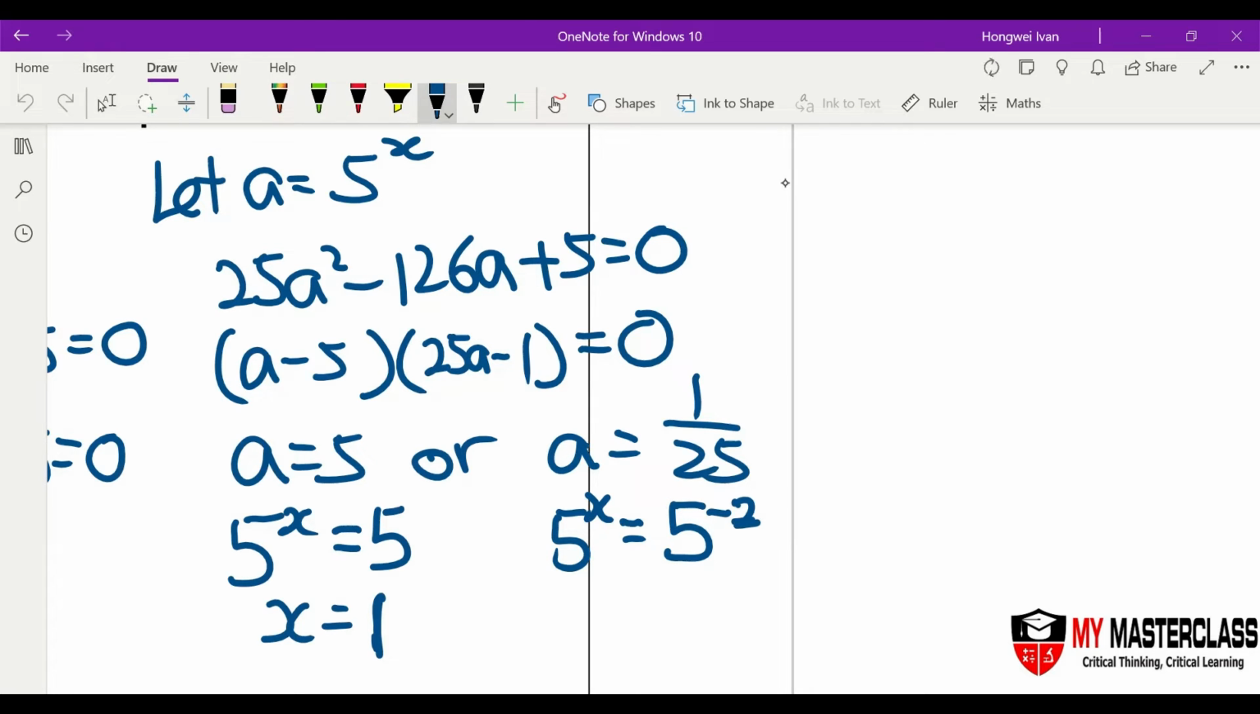Okay, Janessa, you understand about this part because you haven't really done indices in school yet, or done already? Haven't, right? But you understand? Yeah. Okay, good. Then x equals negative 2.